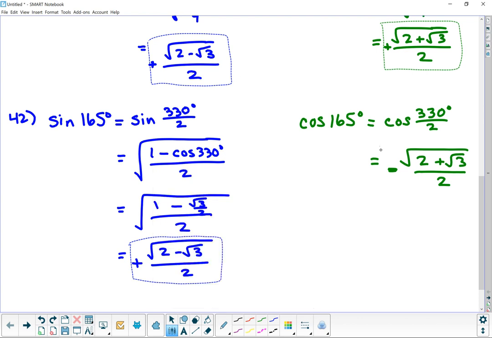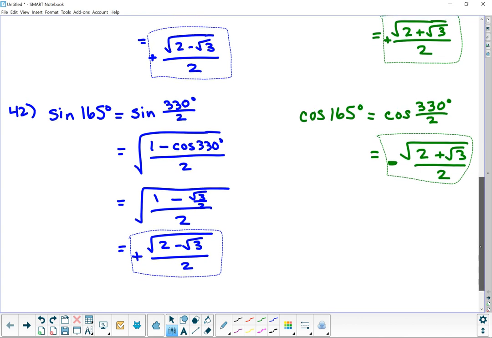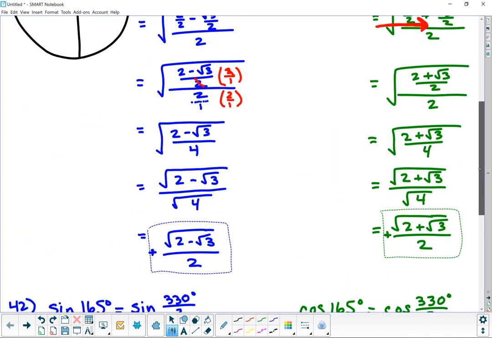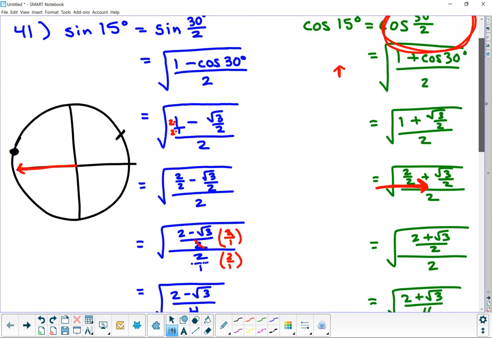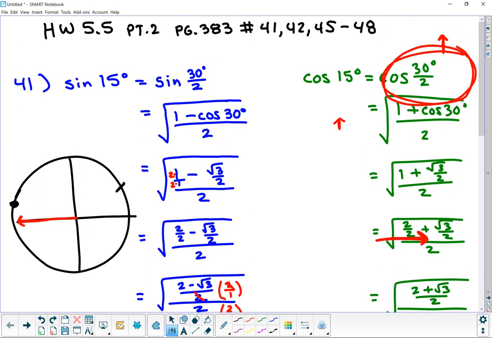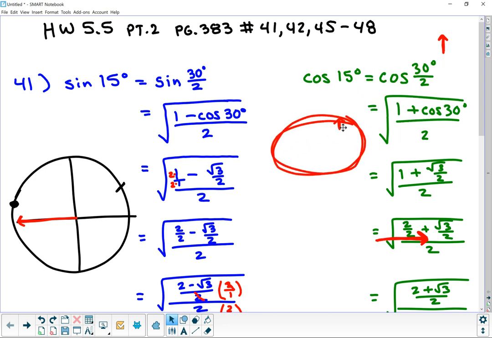So my answer is negative radical 2 plus radical 3 over 2. Okay, so I did a couple cheap shots right there, and I cheated a little bit by utilizing my previous problem, but I don't see why not when you're basically going to get the same answer.